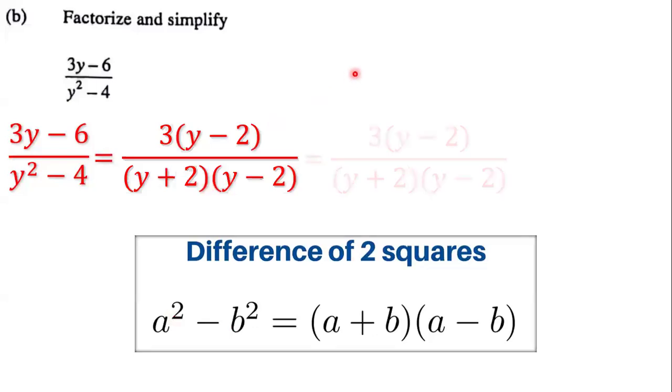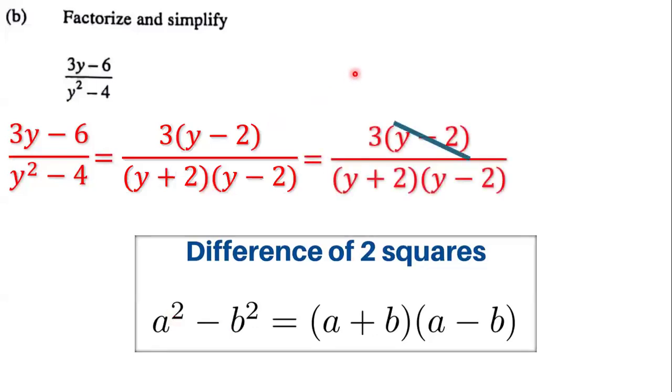And so what we do is we cancel. So we cancel out this y minus 2 and this y minus 2. And we are left with 3 all over y plus 2. And so that's the answer: 3 over y plus 2. That's the answer to this particular question.